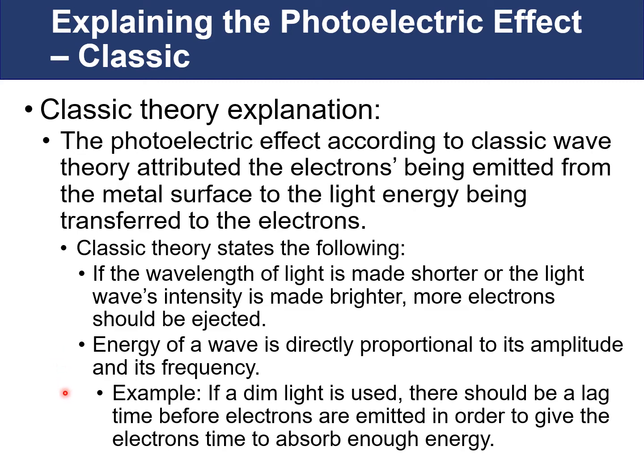So if you have a dim light that has a high frequency, you should see a lag in time before the electrons are emitted in order to give the electrons time to absorb enough energy. Essentially, once the electrons get enough energy, they should come off of the surface. So if you shine dim light, something that has a low amplitude, then the electrons have to build up the energy to be ejected. Or if you have light waves that have a very long wavelength, i.e. a low frequency, there should also be a ramp up time in order for the electron to absorb enough energy to be emitted.